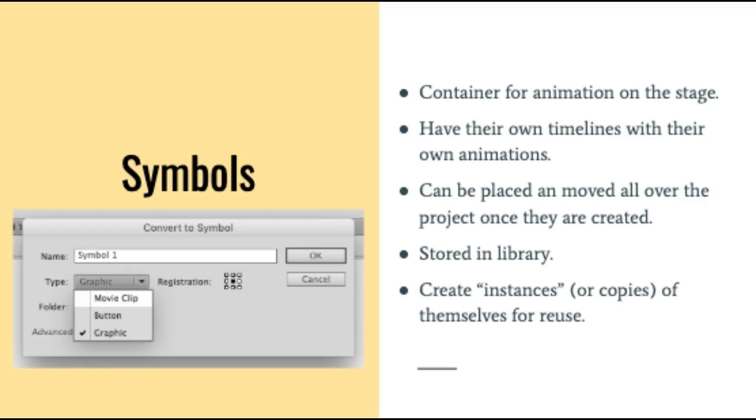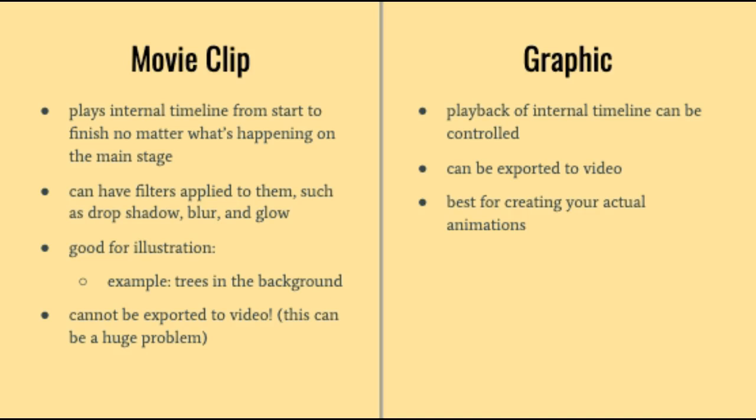Before we can decipher between the three types of symbols, it's important to understand what symbols even are. Symbols are basically containers for animation on the stage. They have their own timelines with their own animations. They can be placed and moved all over the project once you create them. They're stored in the library, and most importantly, you can create instances or copies of your symbols for reuse over and over and over.